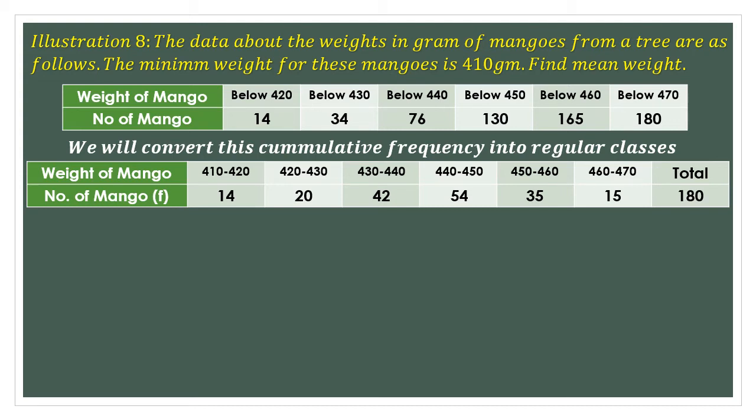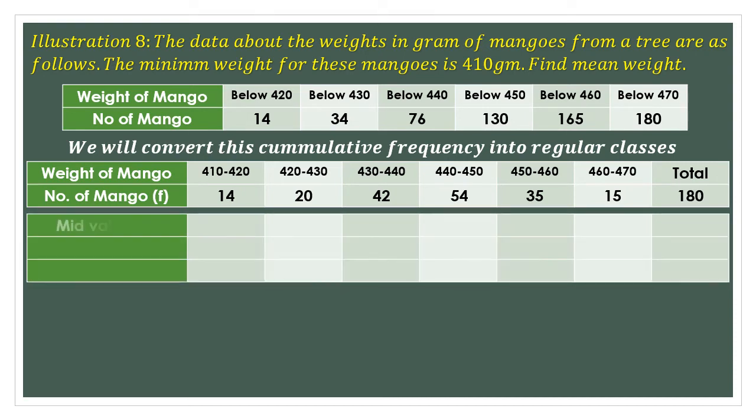So once we have the original frequency distribution, the next table here will show the mid values x, and again I have taken d here. I will explain in a bit how I have taken the value of deviation. The mid value of 410 to 420 is 415, which is the upper boundary plus lower boundary divided by 2. Similarly you will get all the mid values here.